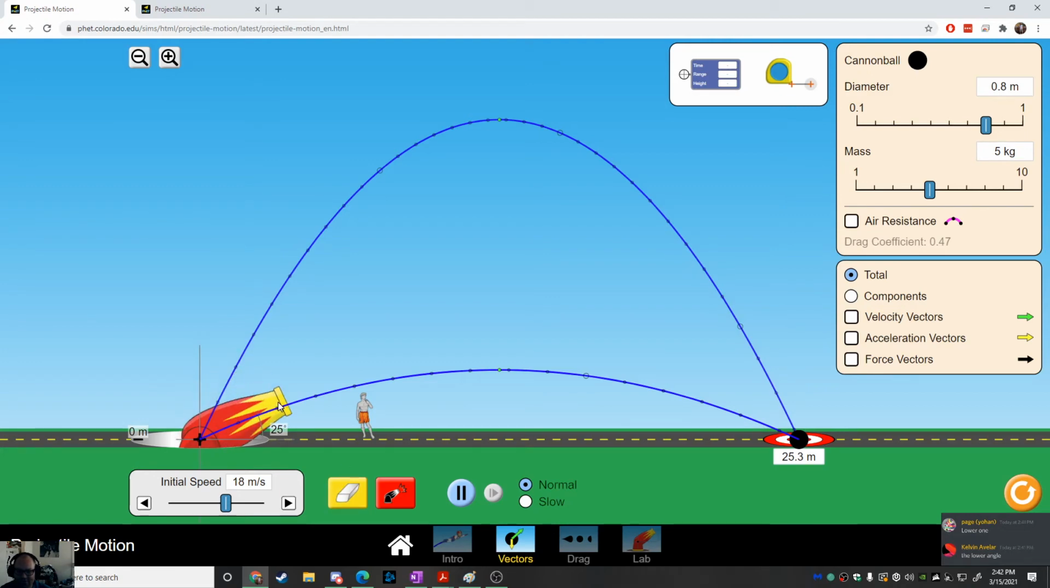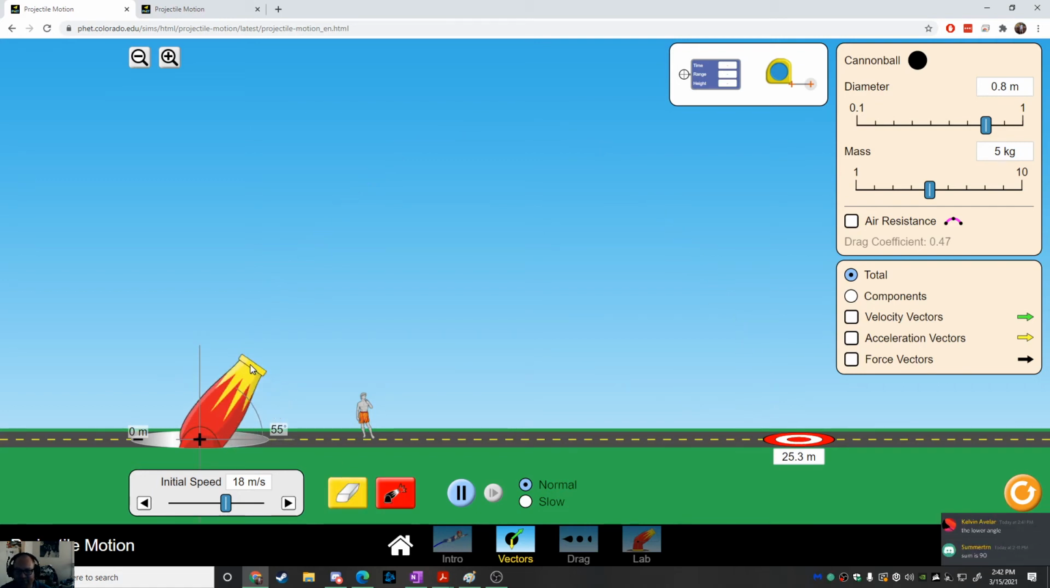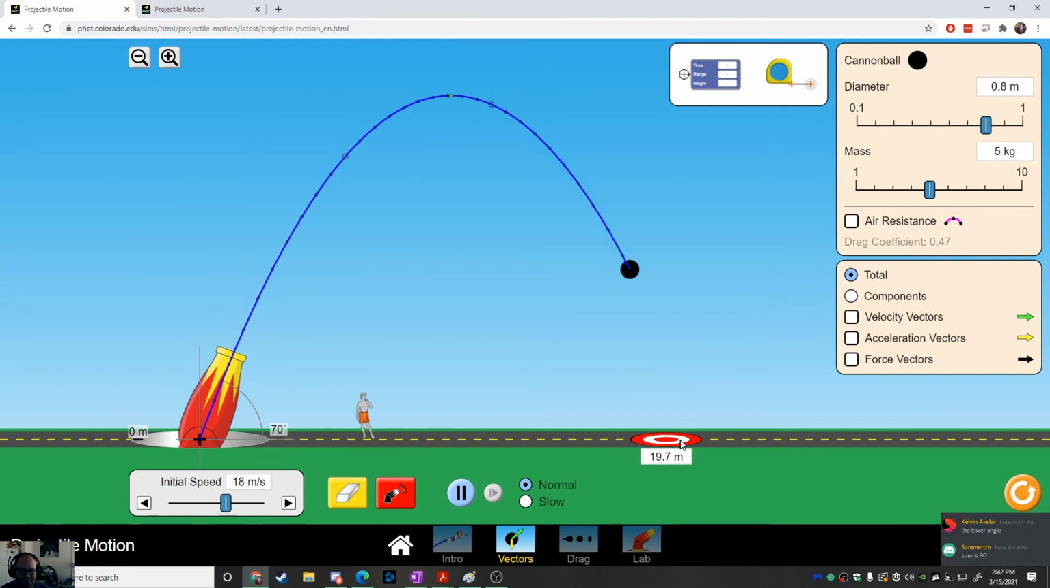So 65 and 25. What's special about those two angles? What do you notice about the two of them? The sum is 90, exactly. So let's try another set of angles that add to 90. Let's try 70 and 20. Let's see if we get the same thing. So 70 should go shorter, right? Just come somewhere like right here. And if we try 20, oh, we can't do 20.